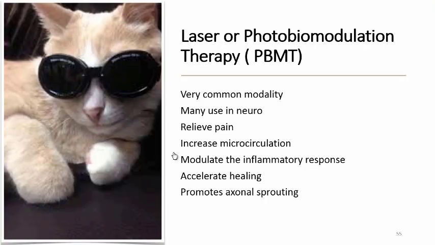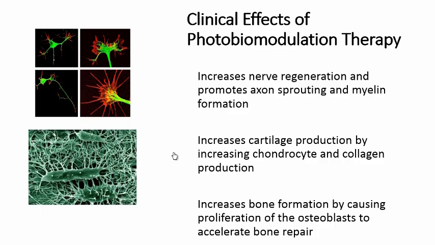So what else do we use other than acupuncture and our underwater treadmill? Well, we use a lot of laser. It's a very common modality, and it's used in a lot of neurological cases. Why? Because it affects the mitochondria, and it increases the microcirculation and accelerates healing. The other thing it does is it promotes axonal sprouting of the nerves. So this is pretty cool when you can see that this is the clinical effects of photobiomodulation.